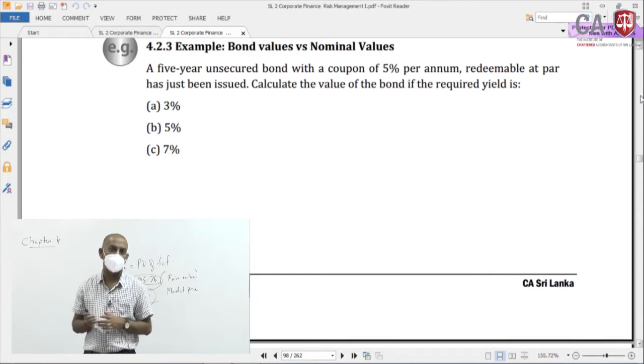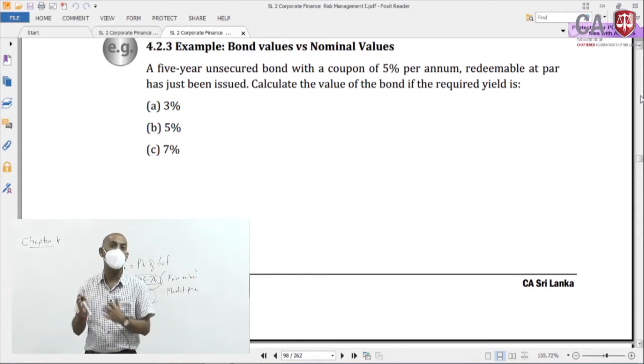As we know, in order to calculate the value of the bond, you need the present value of future cash flow. So the future cash flow will be 5 rupees. If it is 100 rupees, you will be saying 5 rupees interest annually for 5 years, and at the end of 5 years, you get the redemption. Redemption is 100 rupees.